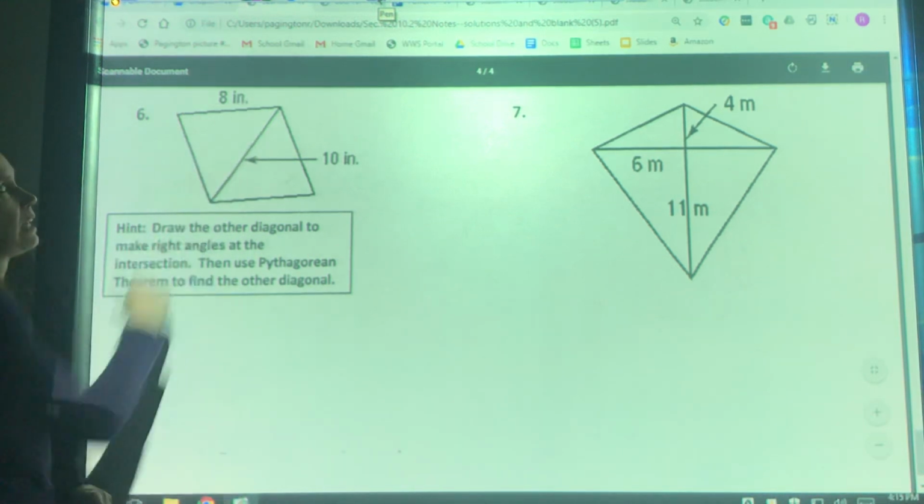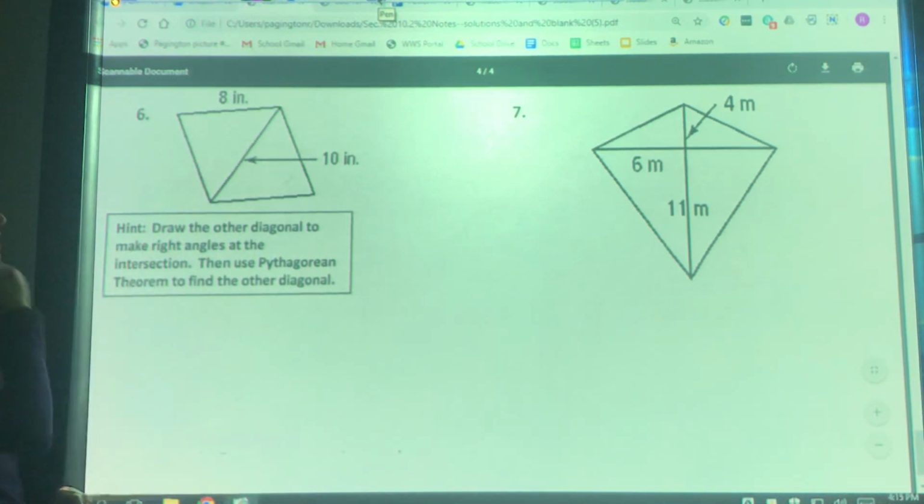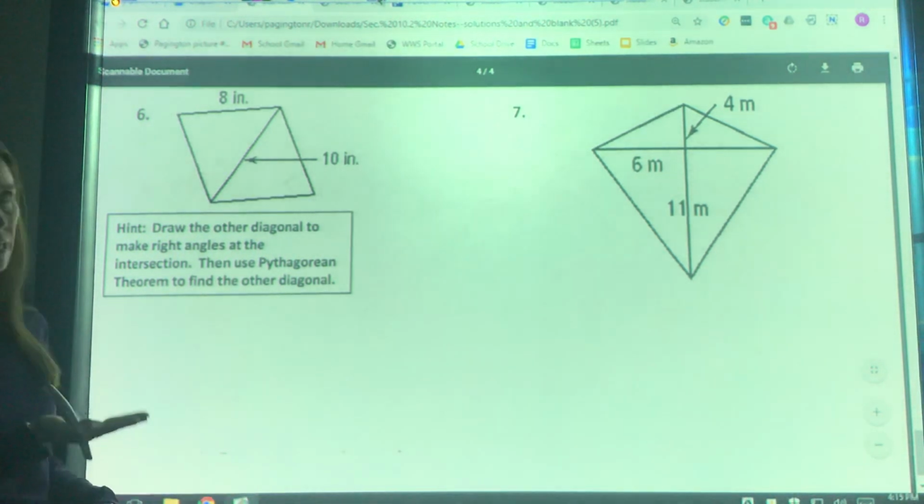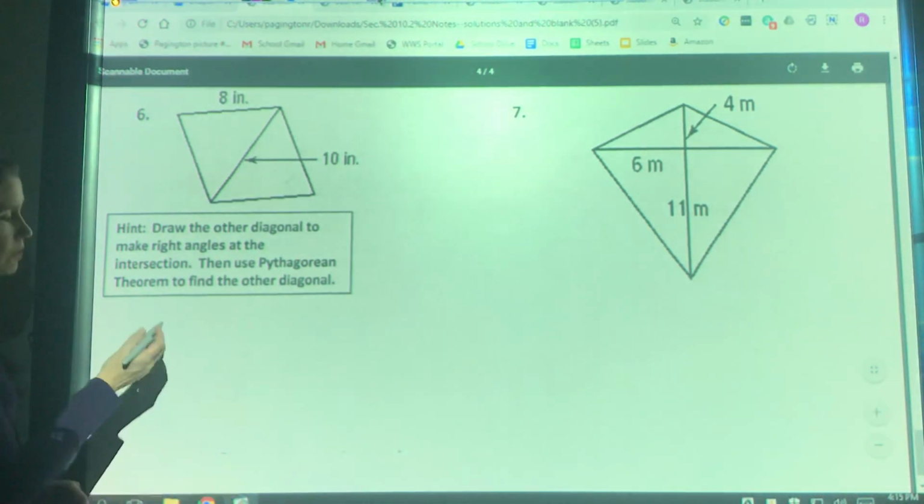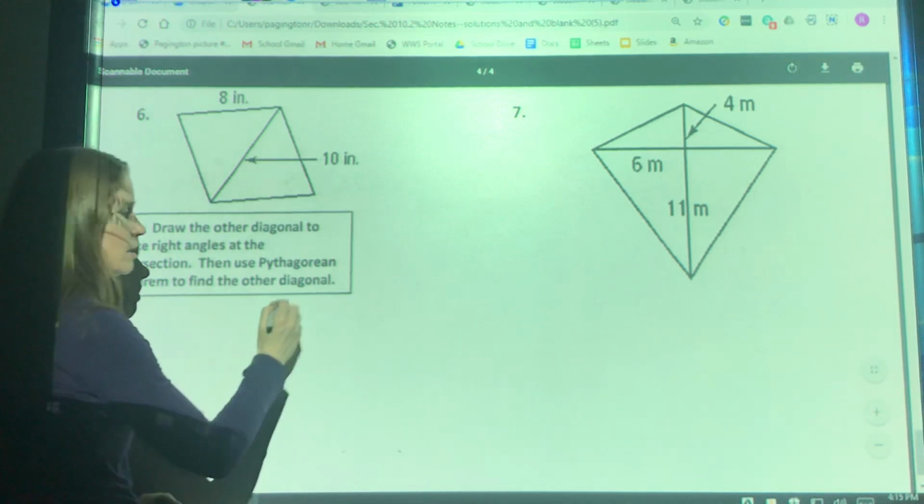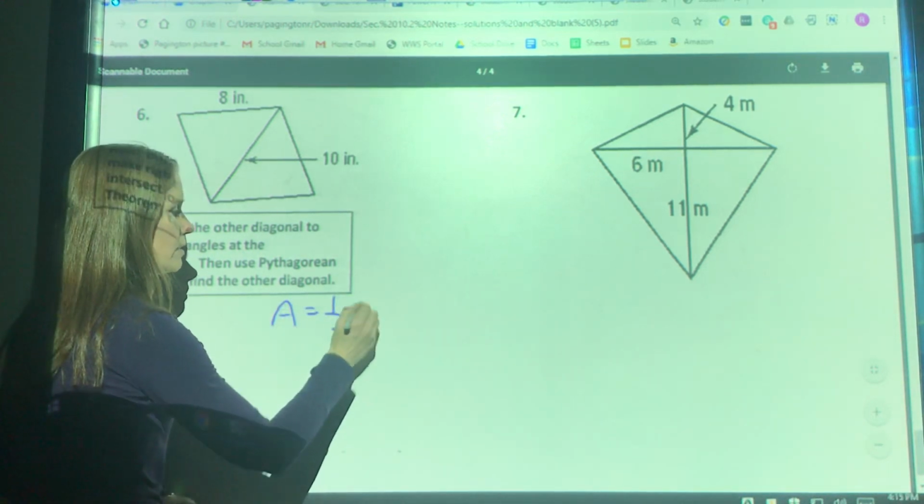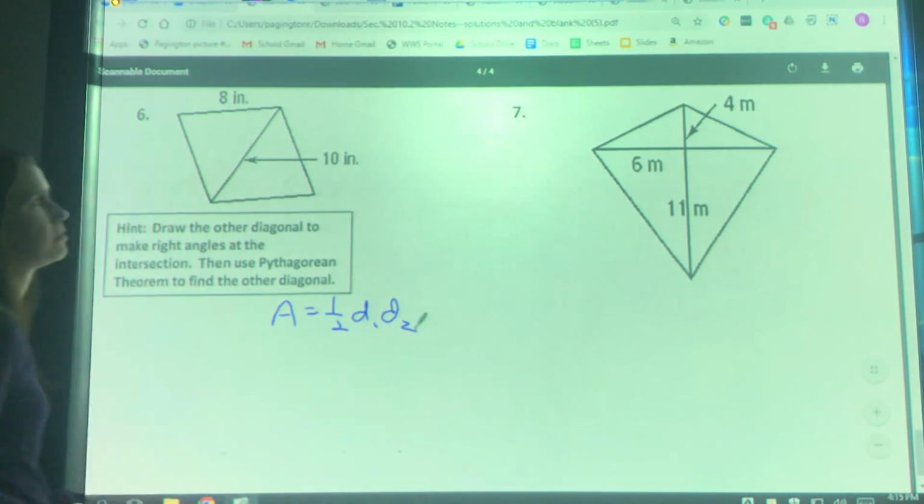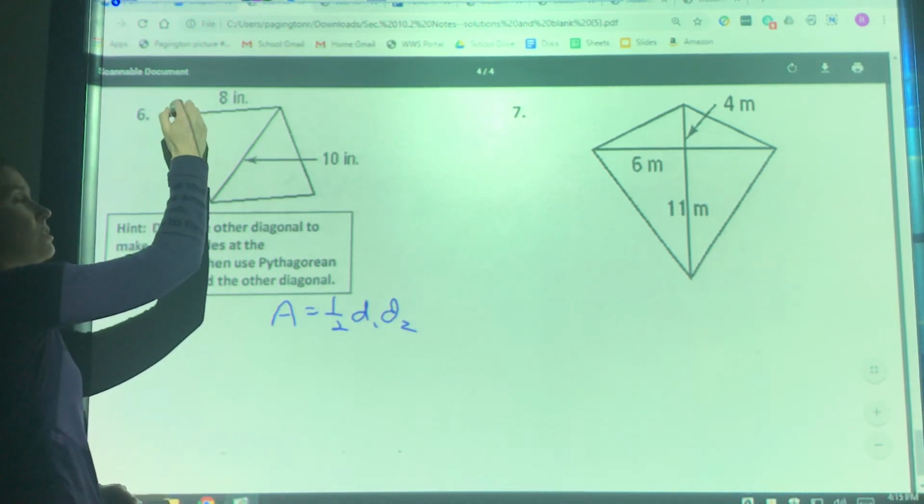Okay, they're showing me one side of the rhombus is 8. And then they're giving me a hint here to draw the other diagonal to make right angles at the intersection, then use the Pythagorean theorem to find the other diagonal. They might not always give you that hint, but they're being nice now to give you that hint. So again, the formula I'm going to use is 1/2 diagonal 1 times diagonal 2. Okay? But before I do that, I'm going to use this hint here.